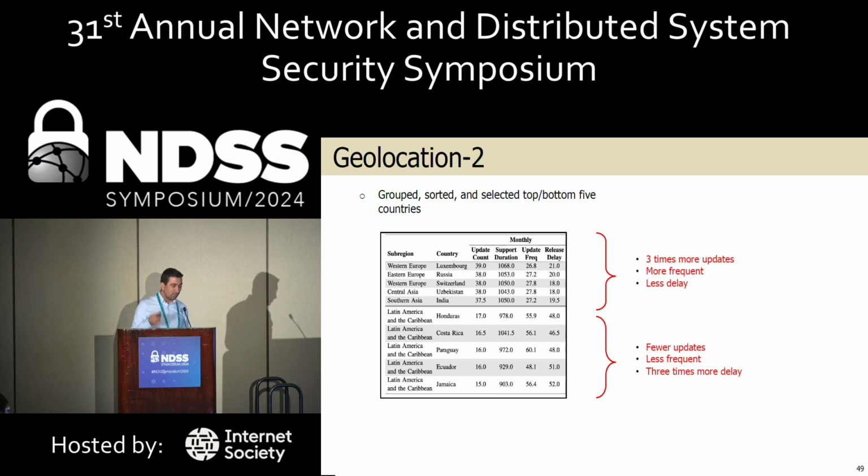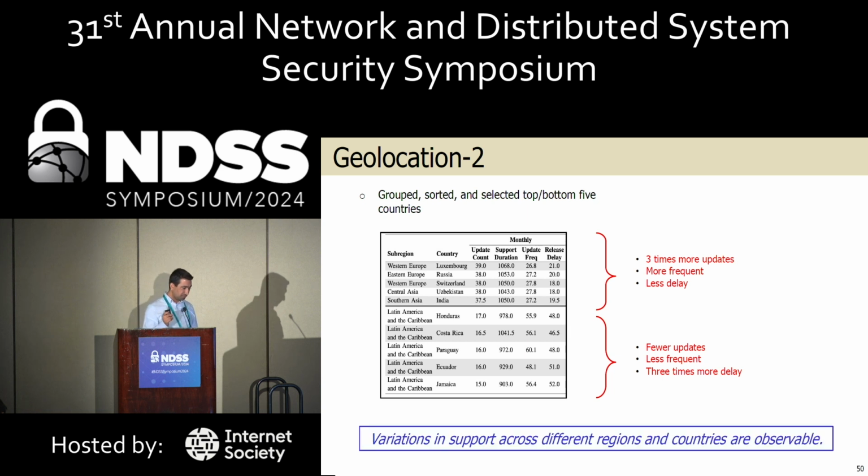As we can see, the top 5 countries are receiving 3 times more security updates than the bottom 5 countries, even though both of them are supposed to be getting monthly support. Therefore, our conclusion here is that there are variations in support across different regions and countries.